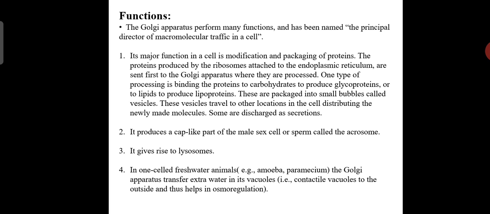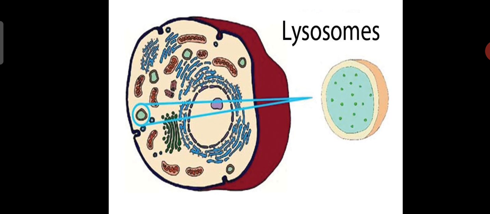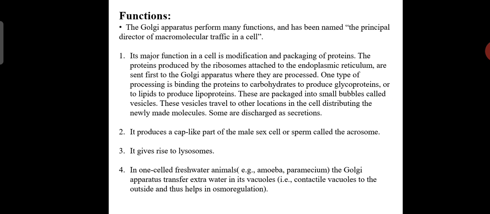It produces a cap-like part of a male sex cell or sperm called an acrosome. It gives rise to lysosomes also. In one-celled freshwater animals, that is amoeba or paramecium, the Golgi apparatus transfers extra water in its vacuoles, that is the contractile vacuoles we call, to the outside, and thus helps in osmoregulation. So that is all about the Golgi apparatus.